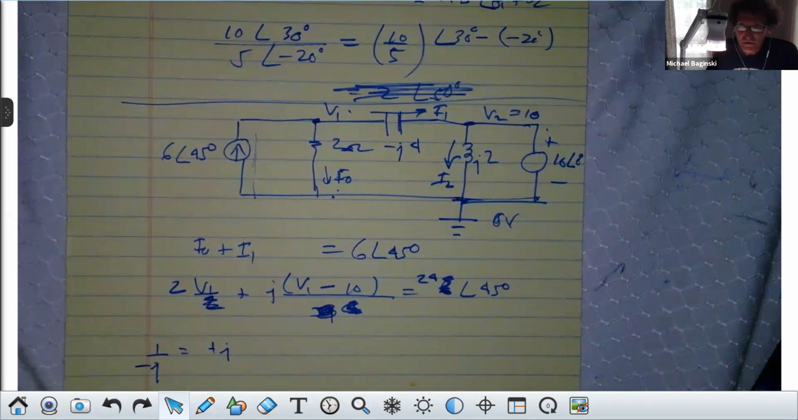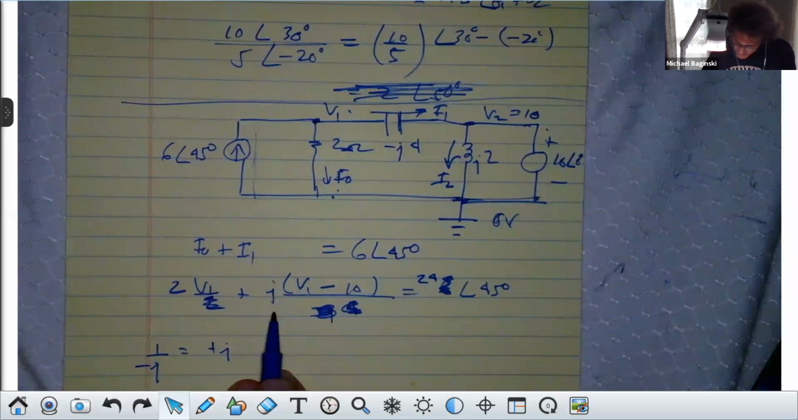Don't have to do it this way. I choose to do it this way. There's probably a whole lot of ways to solve this, all that lead to the same answer. Now, I'm going to gather the unknowns on one side, which would be the coefficients of V1.